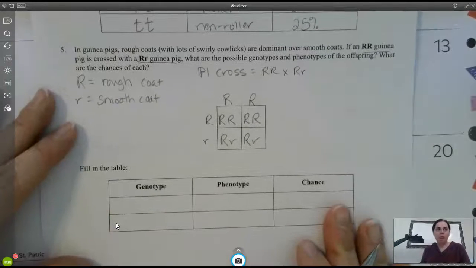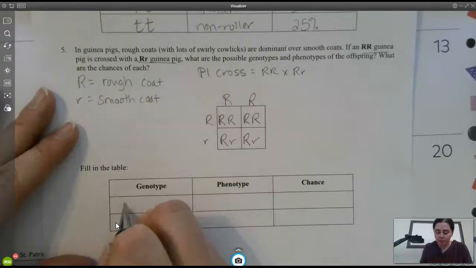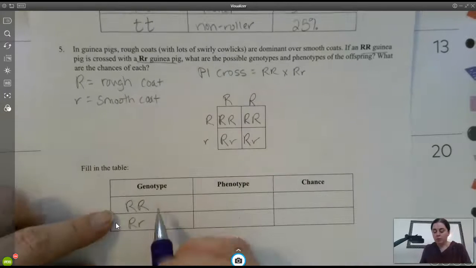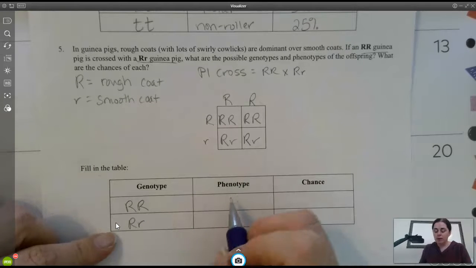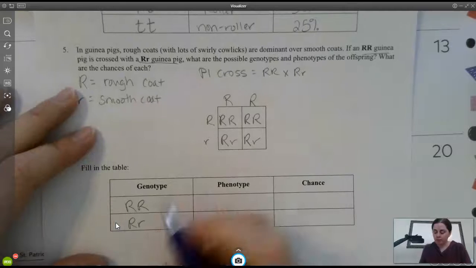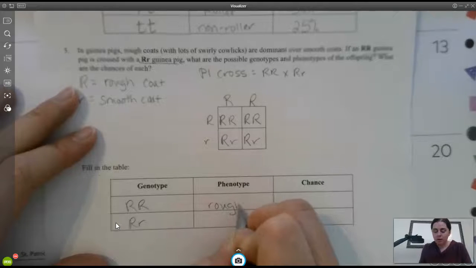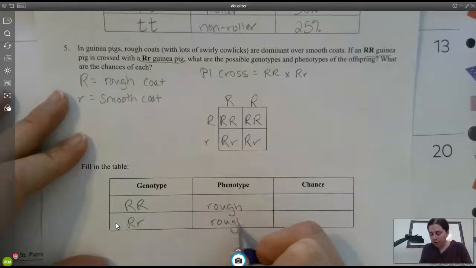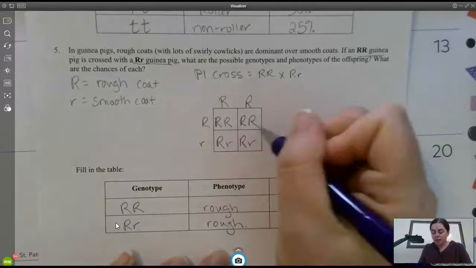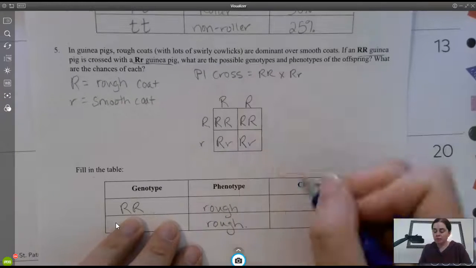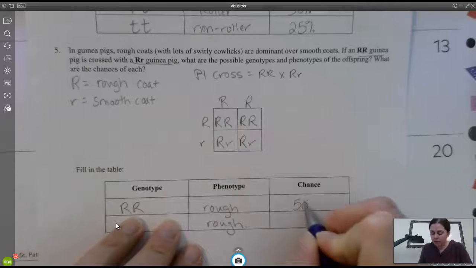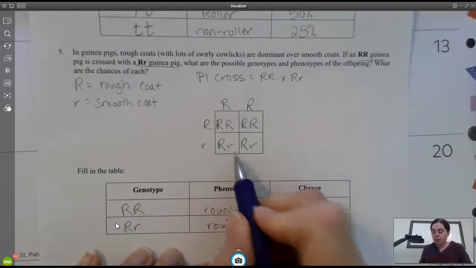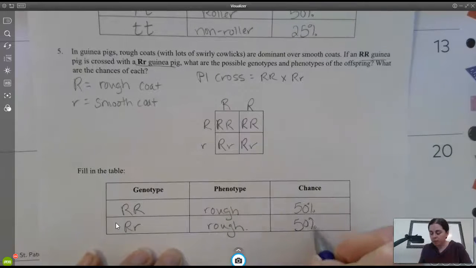Alright, so for this one, we will have 2 genotypes. We have big R big R, and big R little r. So we have homozygous dominant, and we have heterozygous. Homozygous dominant means it will have a rough coat. Heterozygous means, because it has that dominant allele, it will also have a rough coat. What is our chances of having it be homozygous dominant? Well, we have 2 boxes that are that way, so that is 50% chance. And big R little r, heterozygous, we also have 2 boxes, so that one is also 50% chance.